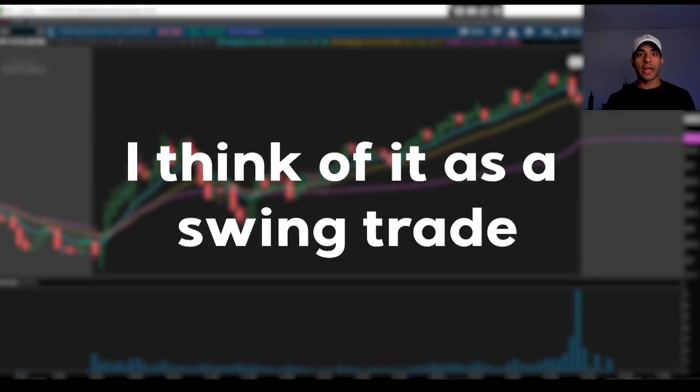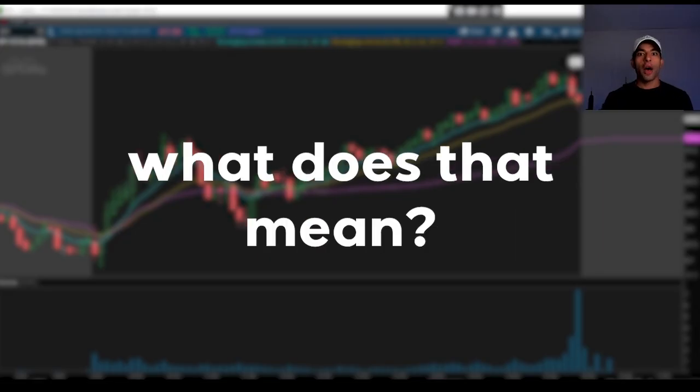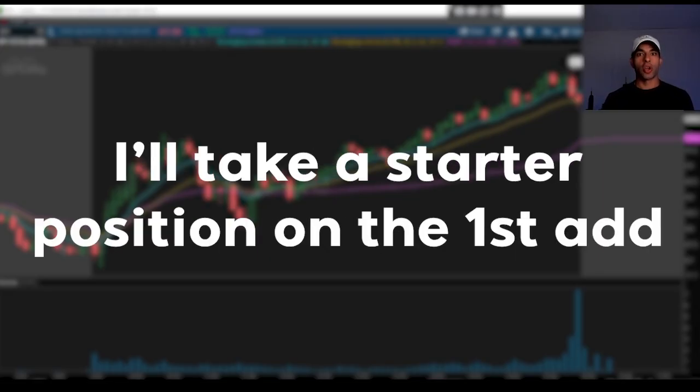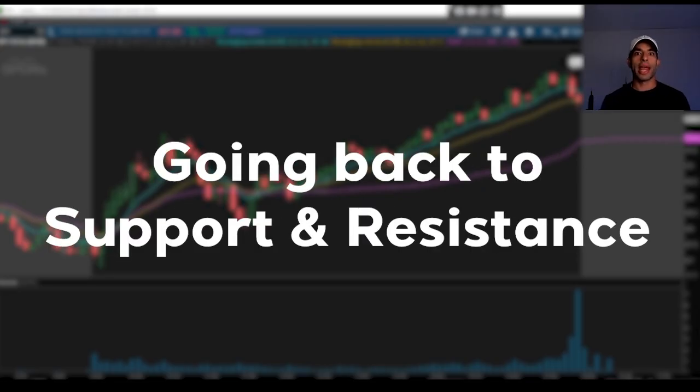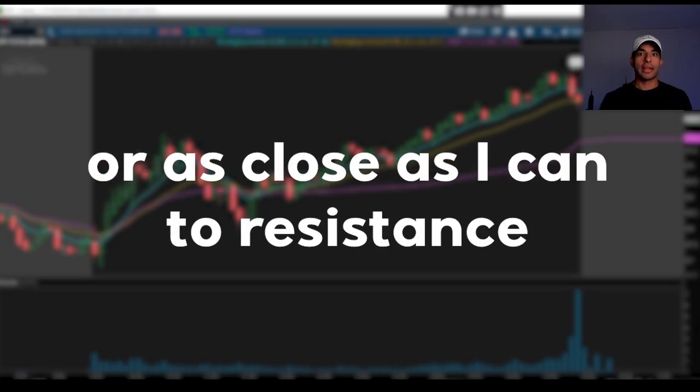Now, when I add a trade, I like to think of it as a swing trade. So I like to carry the trade overnight. So oftentimes what that means is that I'll take a starter position on that first add. Going back to the concept of support and resistance, I like to add as close as I can to support or as close as I can to resistance.